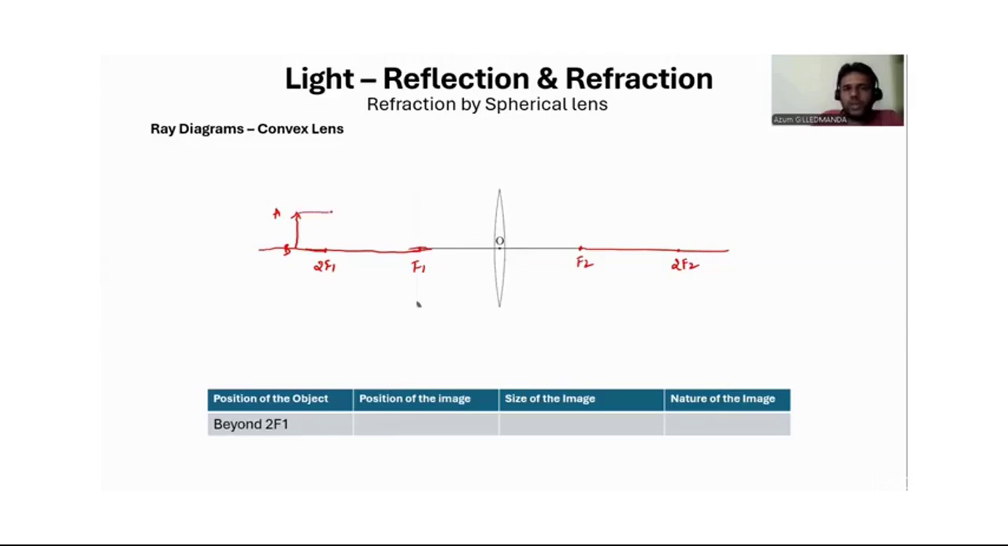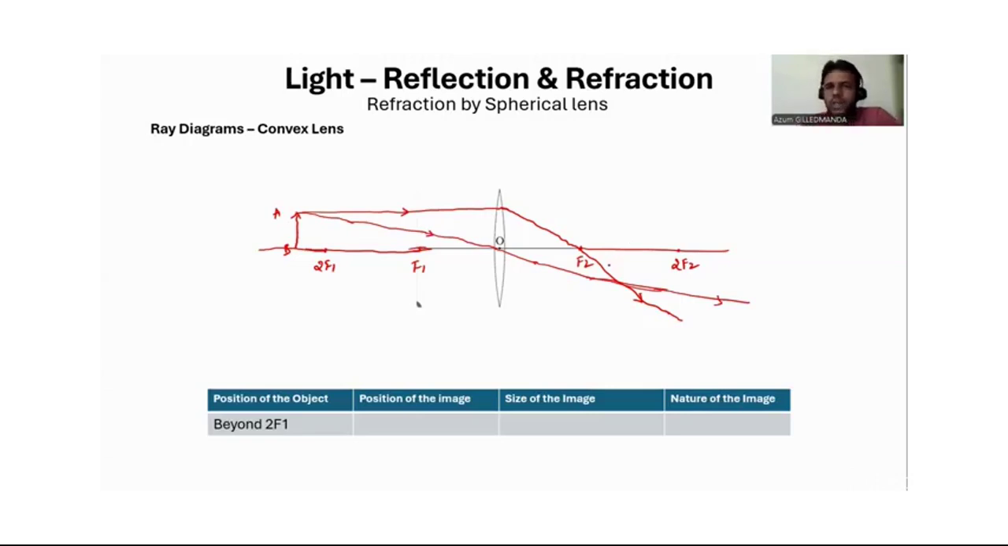Now I'll send a ray parallel to the principal axis, which by the rules should converge and move through F2. I need two rays to form the image, guys. So the other one is passing through the center. If a ray passes through the center, what will happen? It will not deviate and it goes as a straight line.